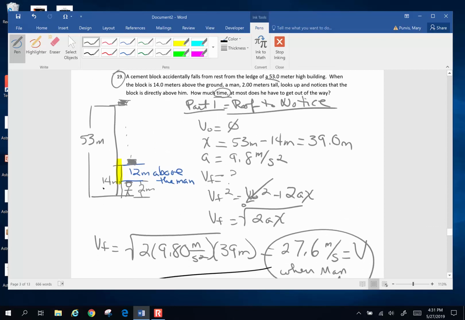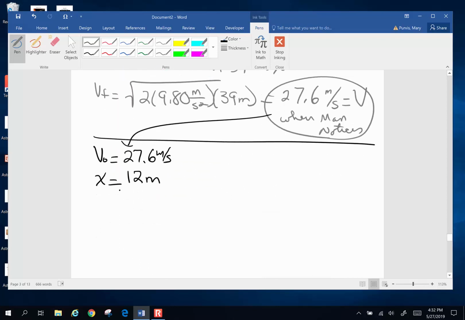Well, it's 14 meters above the ground, 2 meters to the top of his head, maximum 12 meters above the man, that he has that much distance to get the hay out of the way. So it has 12 meters to travel. Gravity is still accelerating it at 9.8 meters per second squared, and we're looking for time. Time is going to be my question mark.